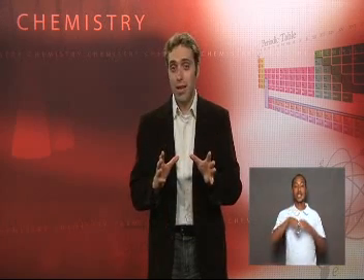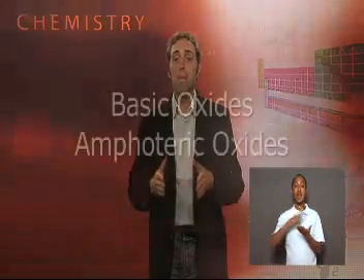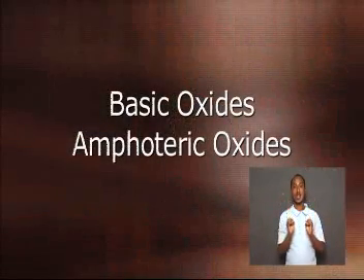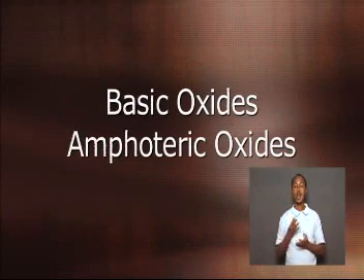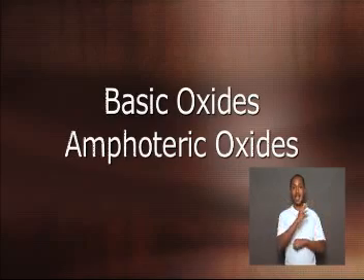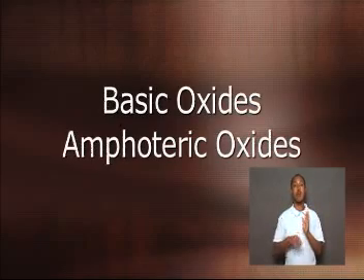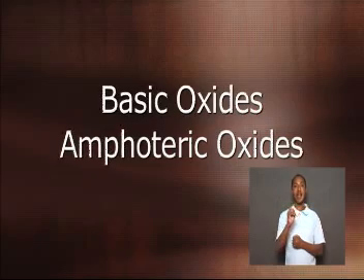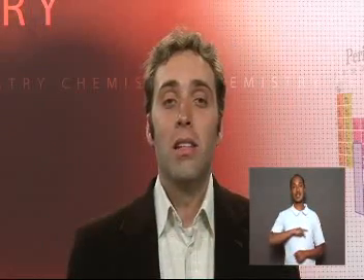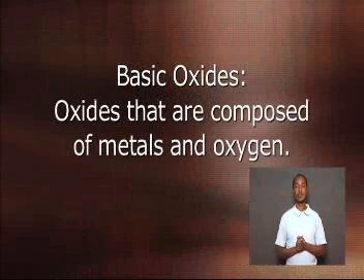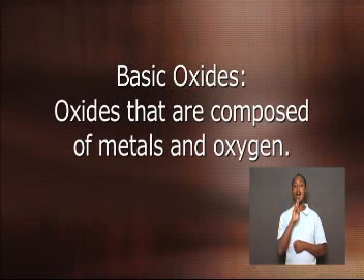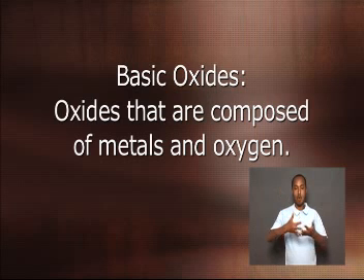In today's lesson, we will learn about basic oxides and amphoteric oxides. We will define each oxide and discuss examples of these oxides and their chemical properties. Let us get started by learning about basic oxides. Basic oxides are oxides that are composed of metals and oxygen.